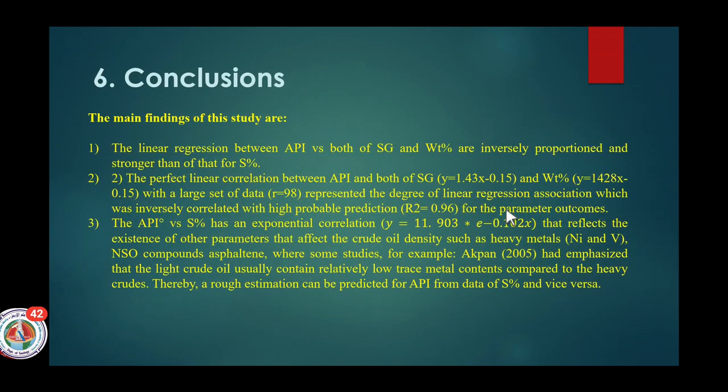Now I got a conclusion. In a simplified way, I can say high sulfur means low API and means heavy oil quality. Low sulfur means high API and light oil. This conclusion is of highly economic value.